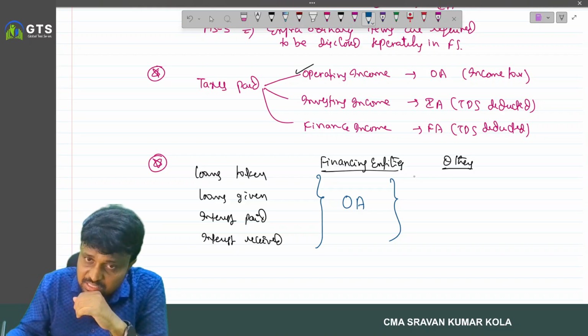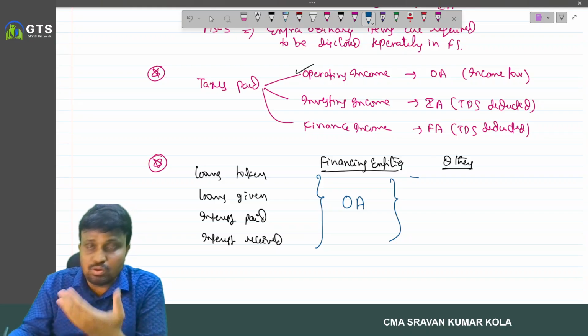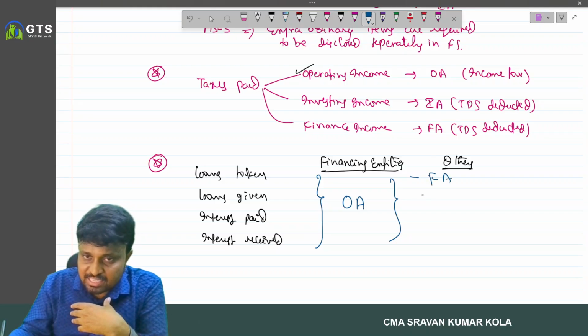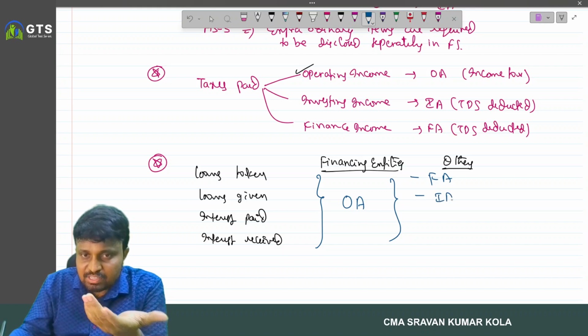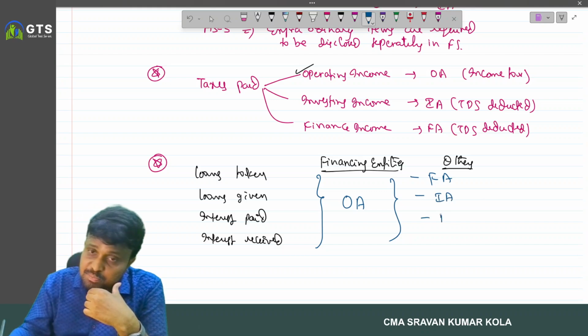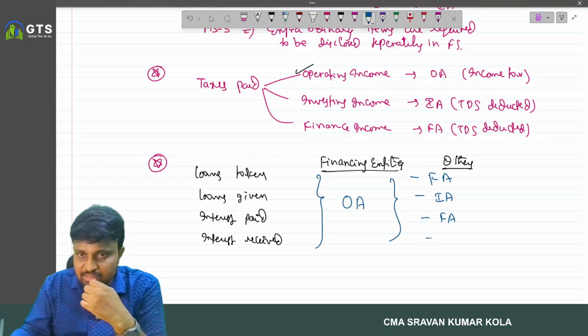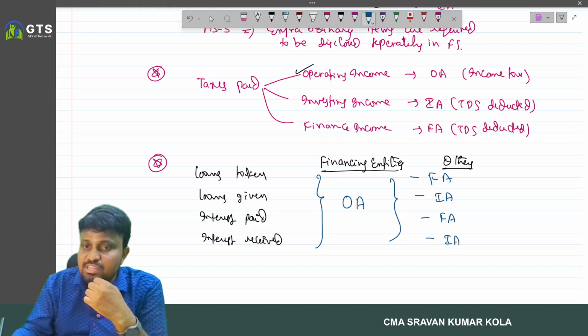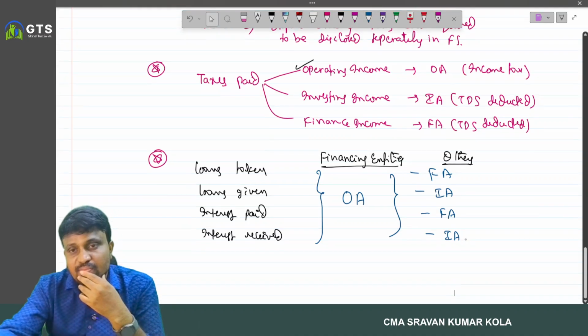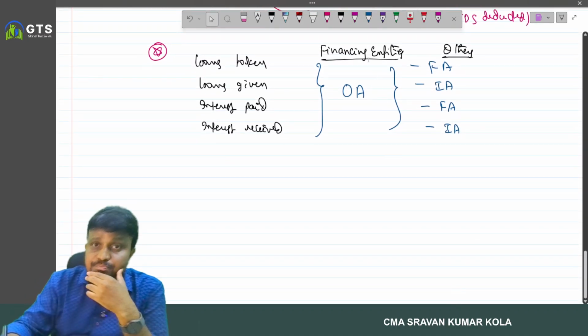But coming to the others, loans taken are covered under financing activity. Loans given are covered under investing activity. Interest paid is covered under financing activity. Interest received is covered under what? Investing activity.